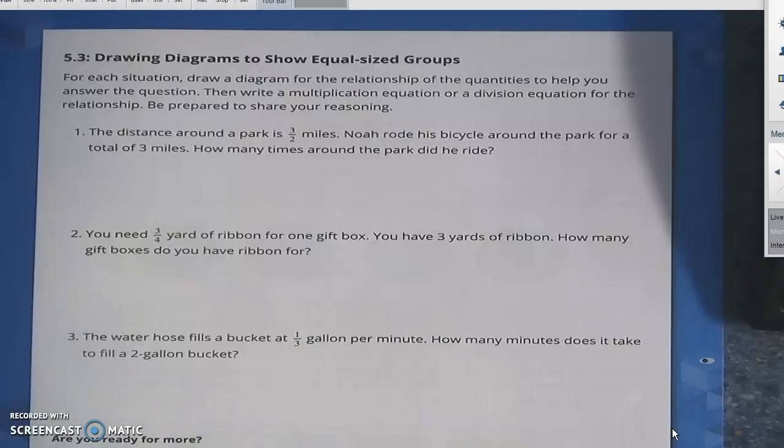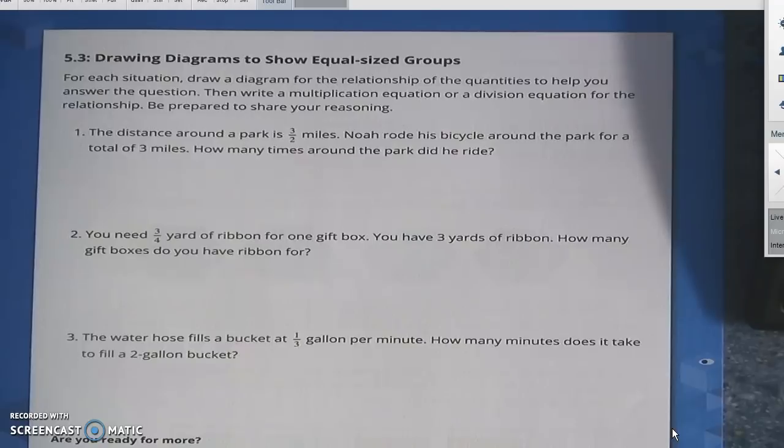Hey guys, it's Mrs. Cutting here, and I'm going to go over your Do Now with you, which was page 29, numbers 1, 2, and 3. You needed to draw a diagram and then write a multiplication or division equation to show the relationship.